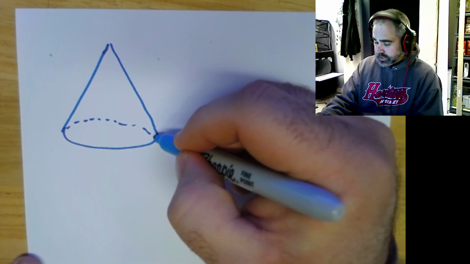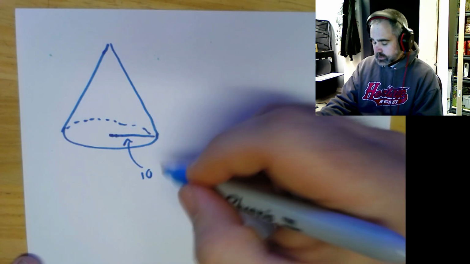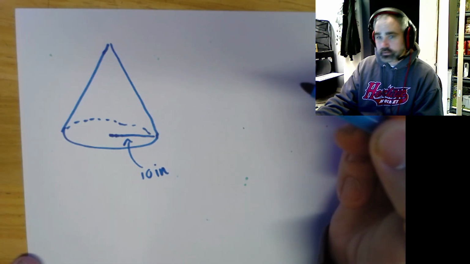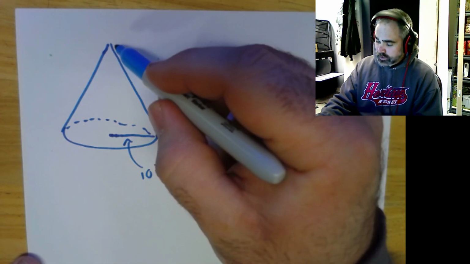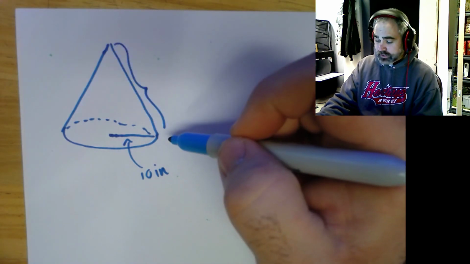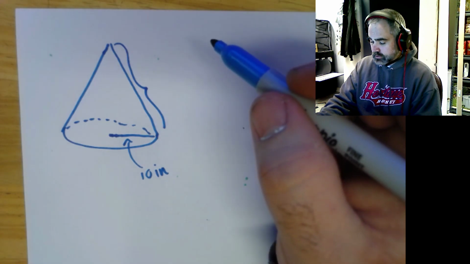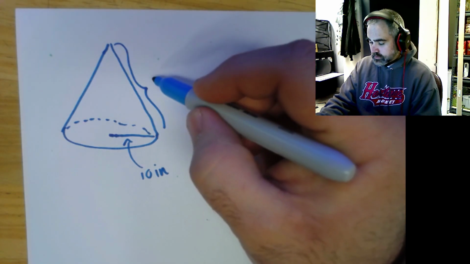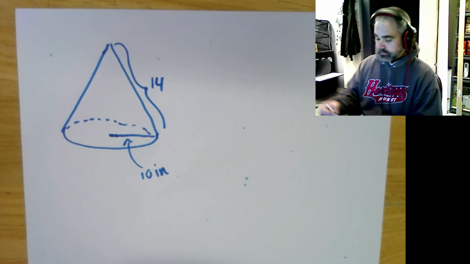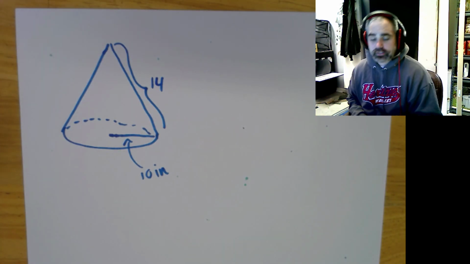I'm going to tell you the radius. The radius is 10 inches. And I'm going to tell you the slant height. Remember from last time, the slant height is that diagonal distance. The slant height is, let's do 14. All right, so the question is, what is the height of this pyramid, or of this cone?